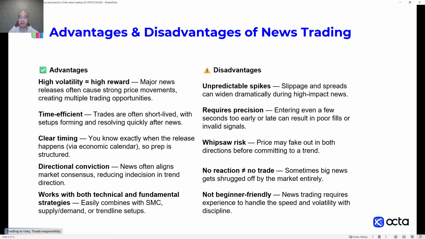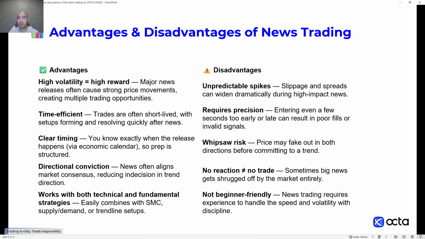Okay, now because of all that we have here in terms of both advantages and disadvantages, it's really not beginner friendly. So let me just put that on the disadvantage side, because I've seen a lot more traders getting harmed trading the news.